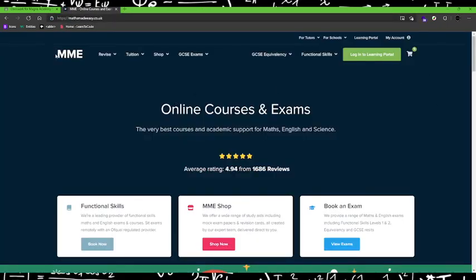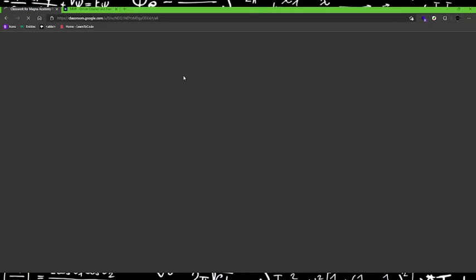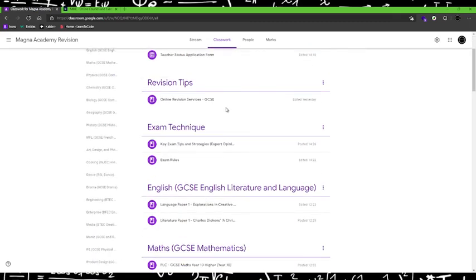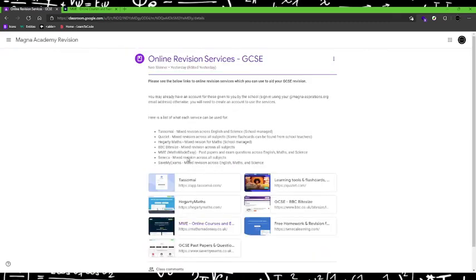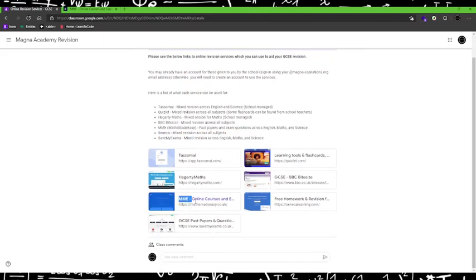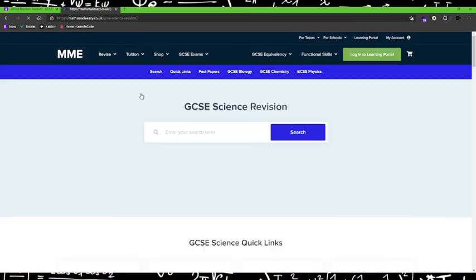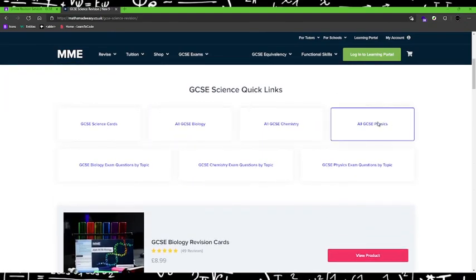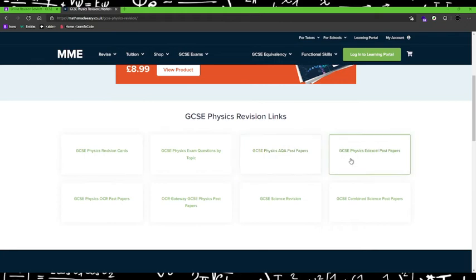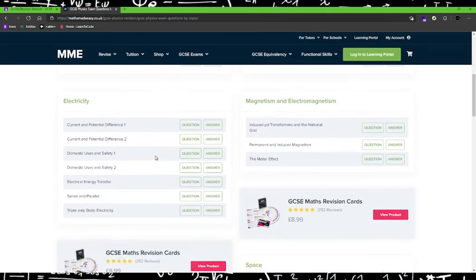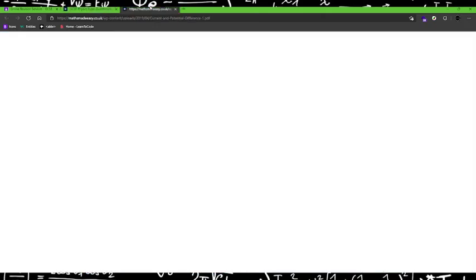So this is a good website to get exams. If you look in the classwork tab, I'll just show you how to get some of them, and go to revision tips, online revision services. You can see there's loads of ones listed here, and the link for Maths Made Easy, which is just down here, is a really useful website to use for exam papers. So let's go to science, and we want physics, because that's what I'm aiming for next. We want exam questions by topic. Okay, let's see what we have. Let's go for electricity, current and potential difference.